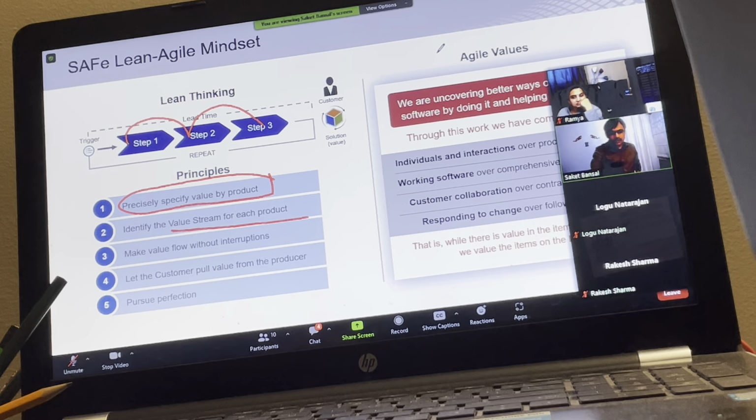Now focus on how we make this value flow without interruption. Which means identifying that probably there is a delay happening here, some slowness here, an extra process here. So continuously we keep focusing on how to make it smooth, removing delays, removing non-value-added items, and making the flow smooth. That's the third principle of lean thinking. And finally, making these values available to the end customers so that the customer can pull it. The customer can say, this is what I want to take. So let the customer pull the value from the producer, and make the value available towards the end.